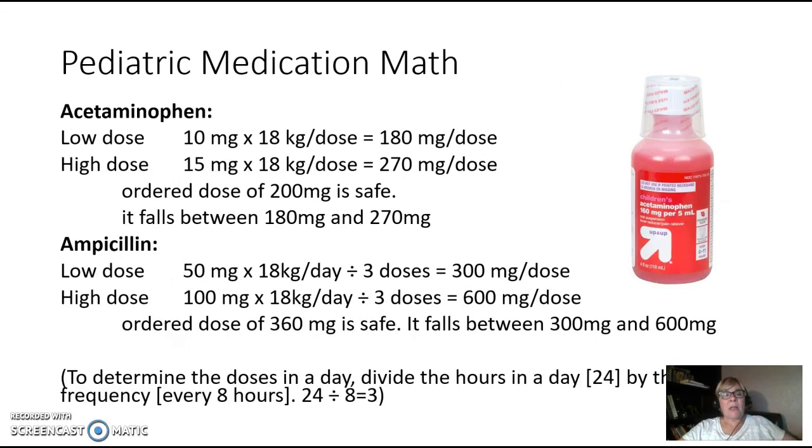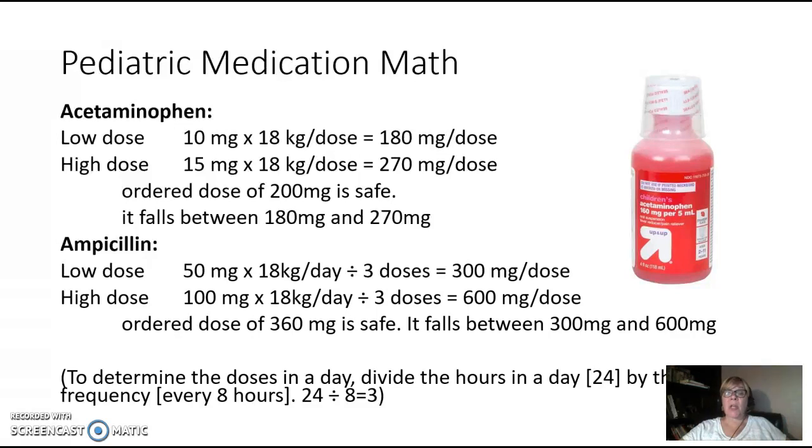So we go to that usual safe dose for acetaminophen. We said it was between 10 and 15 milligrams per kilo, and we're going to plug in this child's kilos. So 10 milligrams times 18 kilos is 180 milligrams. 15 milligrams times 18 kilos is 270.